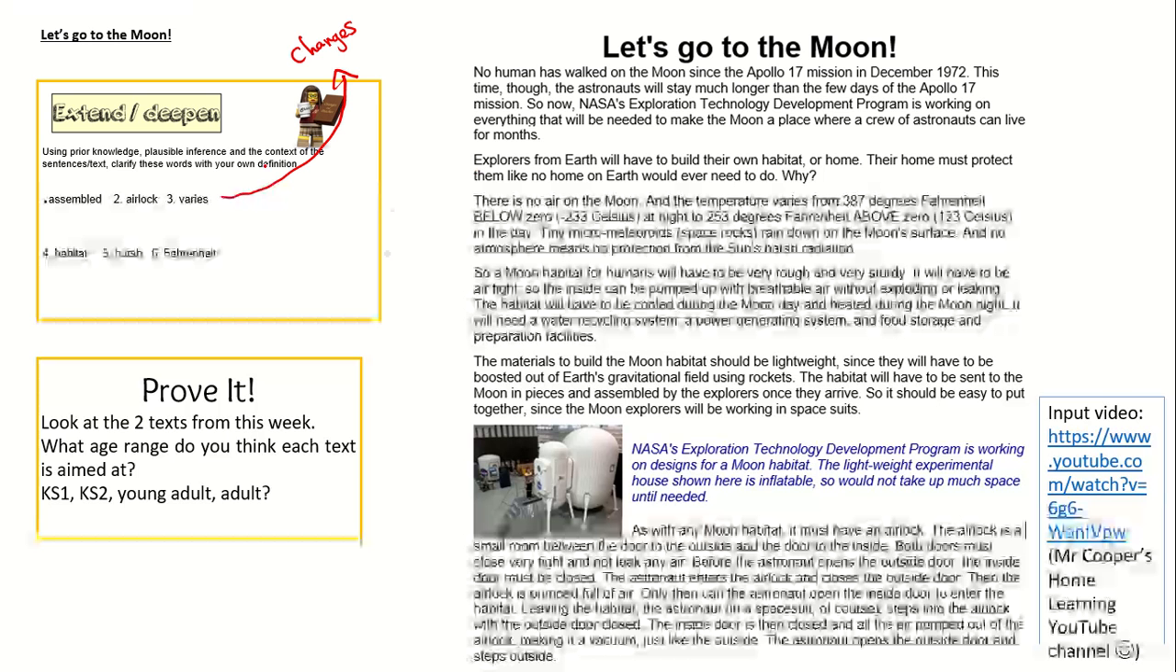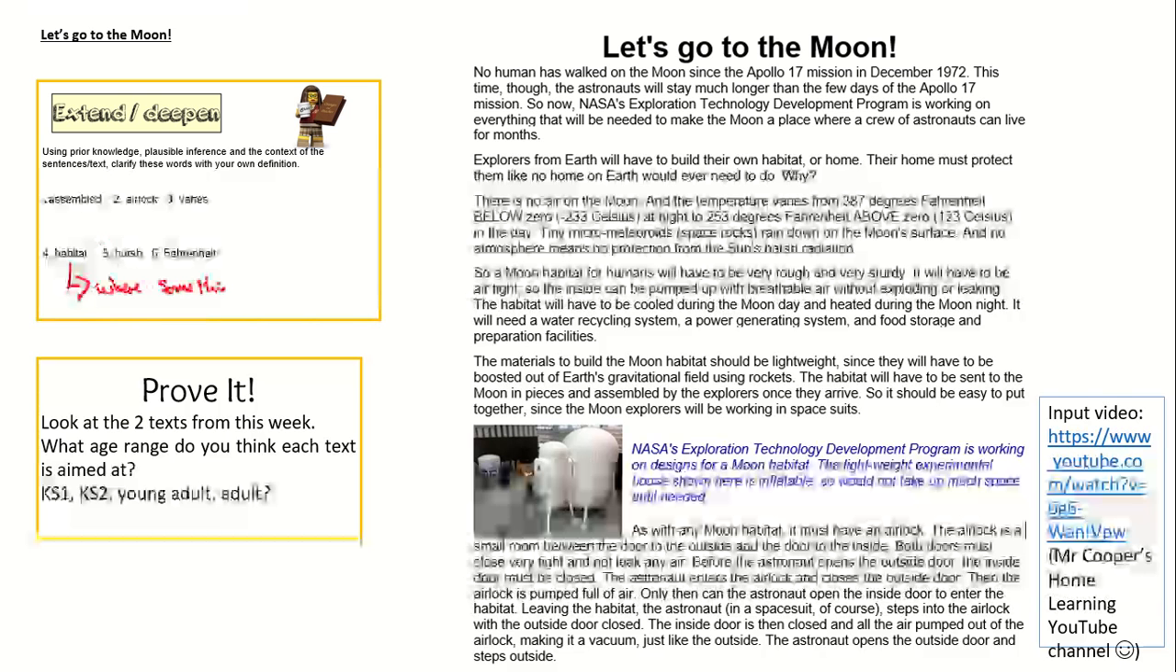Habitat. I'd like to think we know what habitat is in Year 5. I'm sure you learned about habitats down in Key Stage 1. The habitat will have to be cooled during the moon day and heated during the moon night. So the habitat is where something lives, or where somebody lives, because it can be an animal. Well, we're animals.